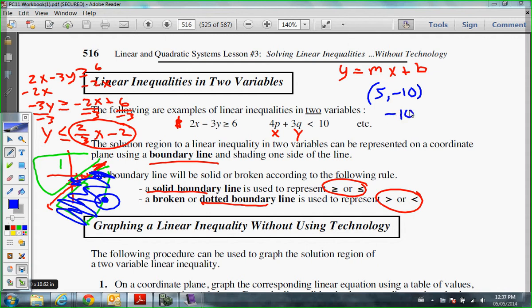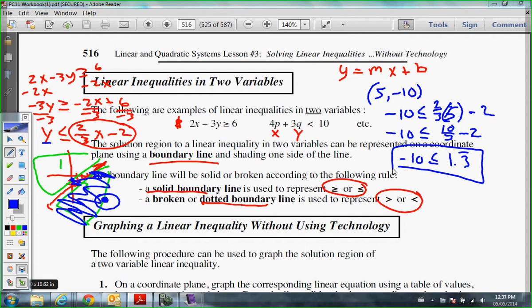That means negative 10 is my y, so I put it in for the y. I go less than or equal to 2/3 x, and x is now 5, and minus 2. 2/3 times 5 is going to be 10/3. 10/3 minus 2, if I just roughly do this, is 1 1/3. So I get negative 10 is less than or equal to 1.3 repeating in decimals. The only reason I estimated roughly is because it's clearly true. Negative 10 is smaller than 1.3. So this is the right solution area.